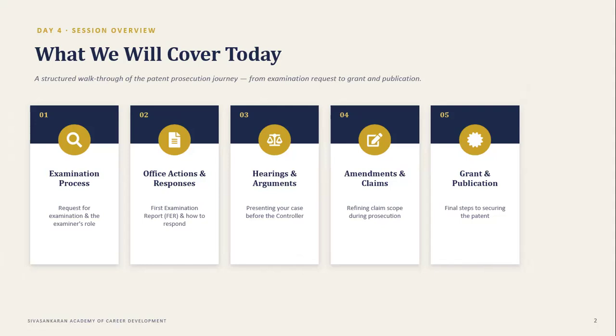Third, we will examine the importance of hearings and arguments before the controller. Fourth, we will understand the amendments and claims and how claim scope may be refined during prosecution. Finally, we will discuss grant and publication, which represent the concluding stages of successful prosecution. The objective is to understand the entire prosecution journey in a structured and practical manner.